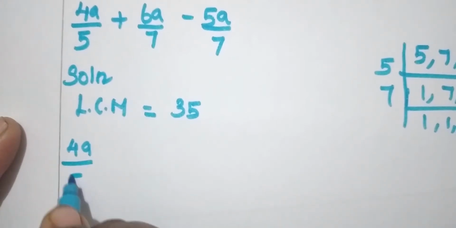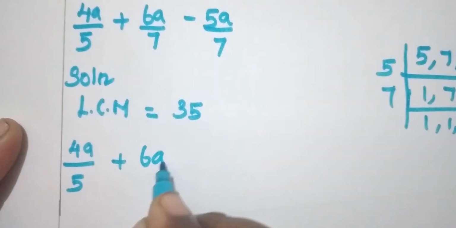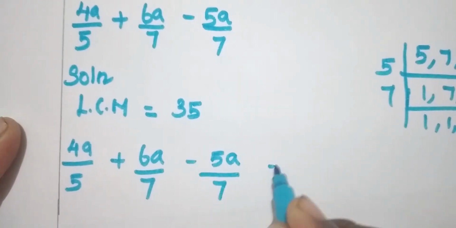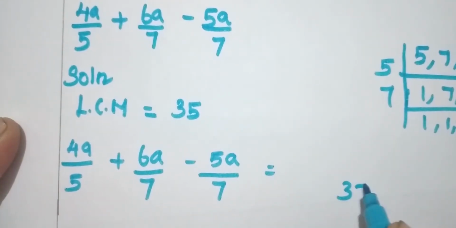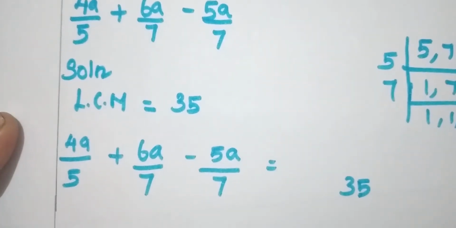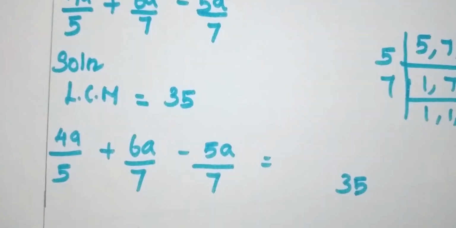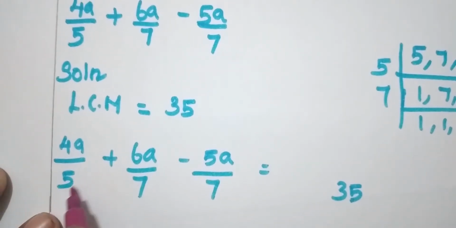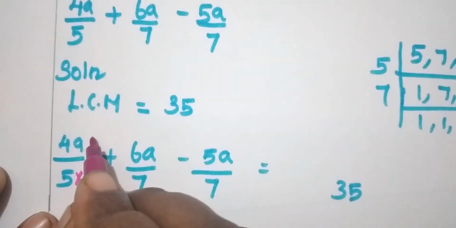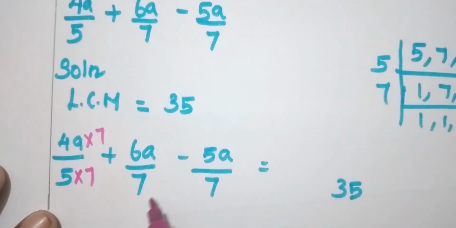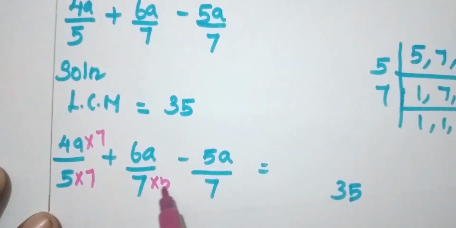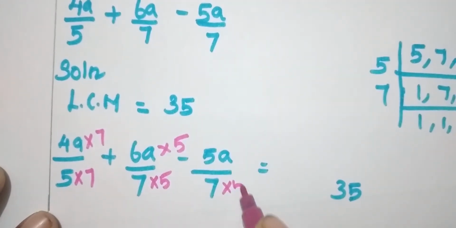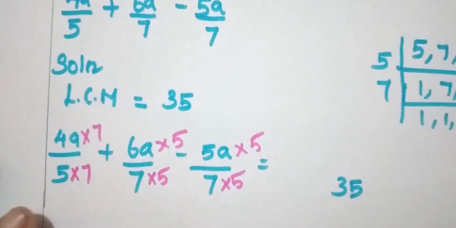4a by 5 plus 6a by 7 minus 5a by 7 is equal to, here the common denominator, your LCM, is 35. The first term, the denominator is 5. So you should multiply this one by 7 to get the number 35. So here this is 7. So you should multiply by 5. The next one also the denominator is 7. So you should multiply by 5.